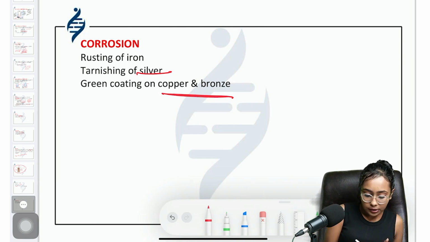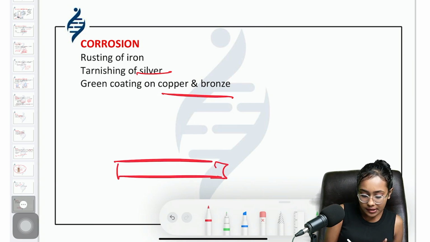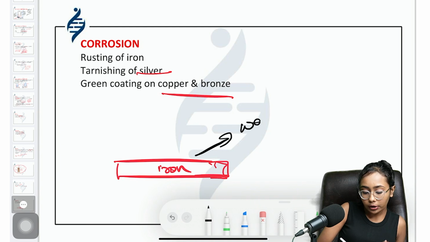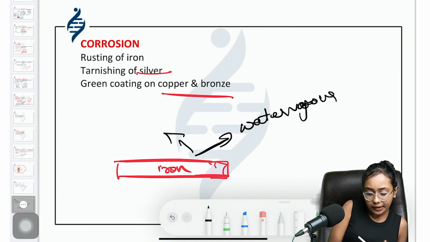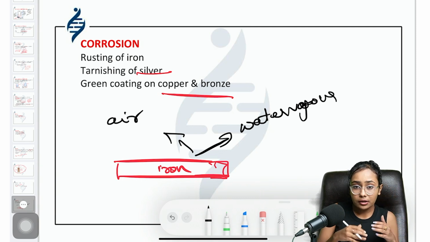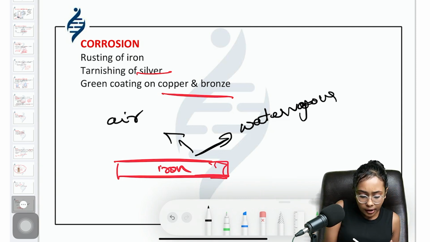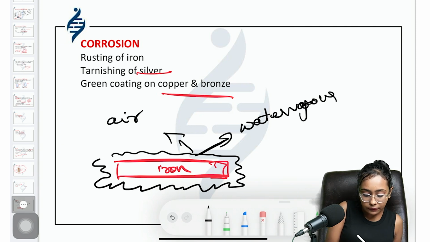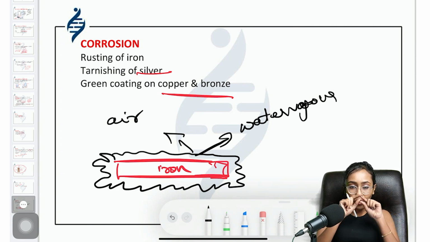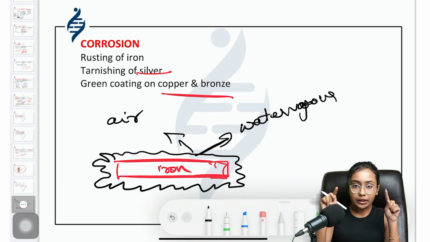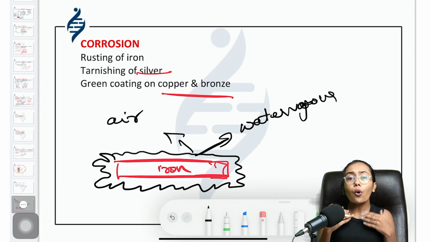If this is the metal, let it be iron, when it reacts with water vapor, air or other atmospheric phenomena, a metal oxide coating is formed. An oxide of iron itself, the oxide of the same metal, is formed on the outer surface. That is corrosion. So how can we overcome corrosion?